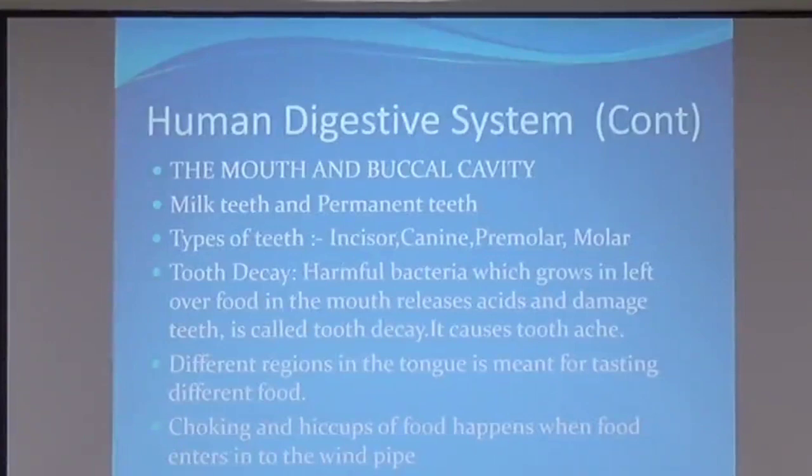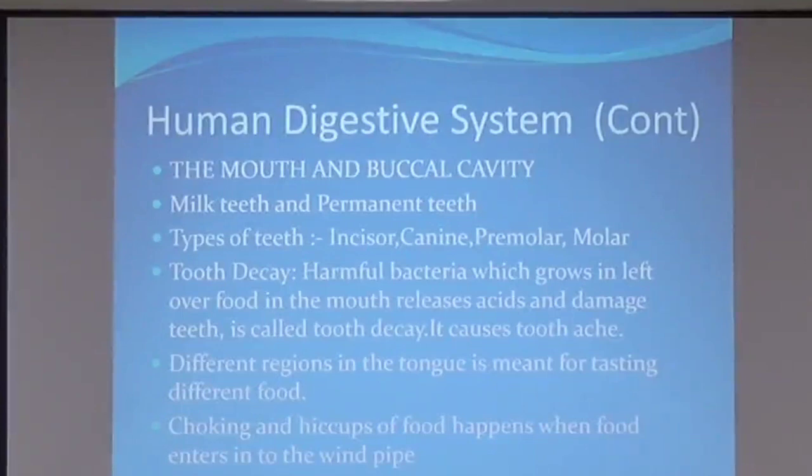What do we do with these incisors? We bite the food and take it in. Canines help in tearing the food. Premolars and molars help in grinding the food. Because of that, the food becomes smaller in size and gets mixed with the saliva from the mouth. All of you must know about toothache. How does it happen? It happens because of tooth decay.